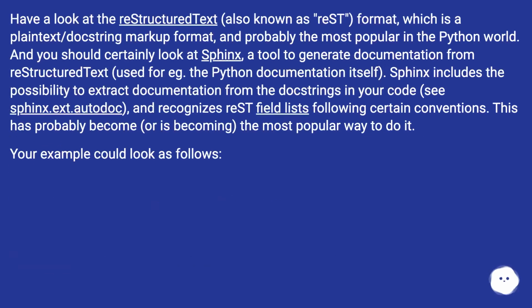Have a look at the reStructuredText, also known as reST, format, which is a plaintext/docstring markup format, and probably the most popular in the Python world. And you should certainly look at Sphinx, a tool to generate documentation from reStructuredText, used for e.g. the Python documentation itself. Sphinx includes the possibility to extract documentation from the docstrings in your code, see sphinx.ext.autodoc, and recognizes reST field lists following certain conventions. This has probably become, or is becoming, the most popular way to do it.